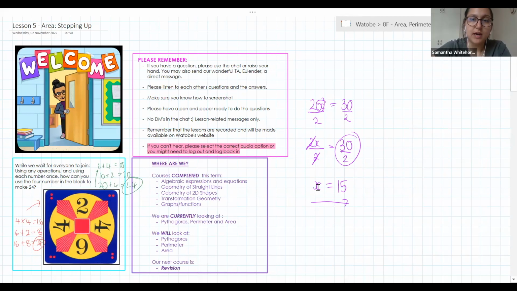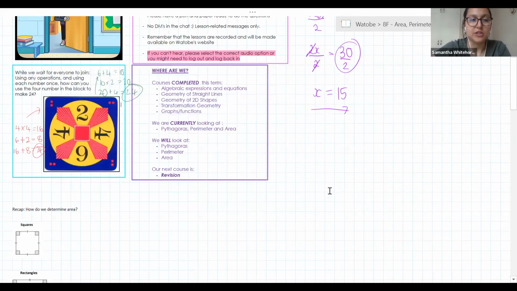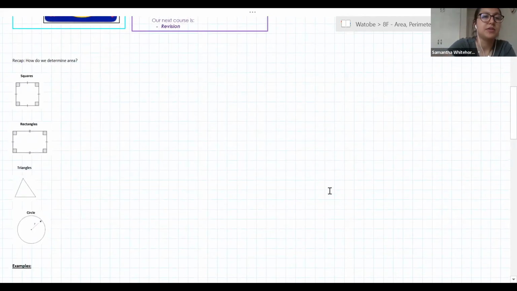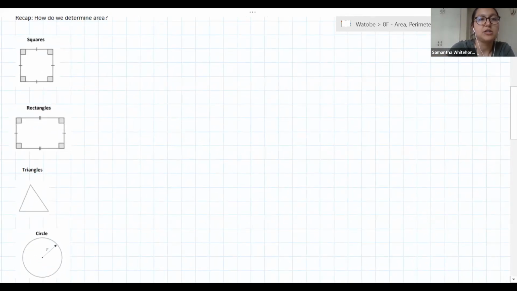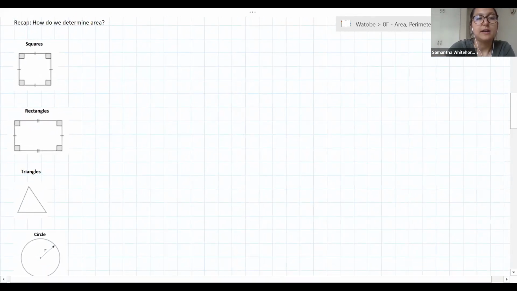So let's jump into our area questions for today. I just want to recap some of the things that we spoke about on Wednesday, and especially for those of you that are new, this might be quite helpful. So just to remind ourselves of how we calculate the area of different shapes, remember the area is the amount of space that a shape takes up.